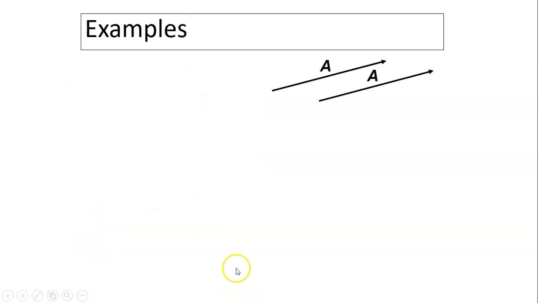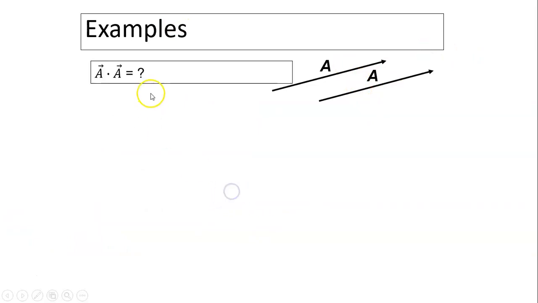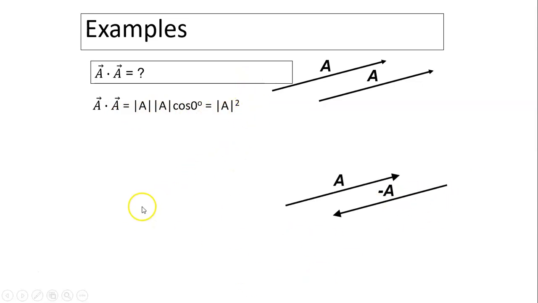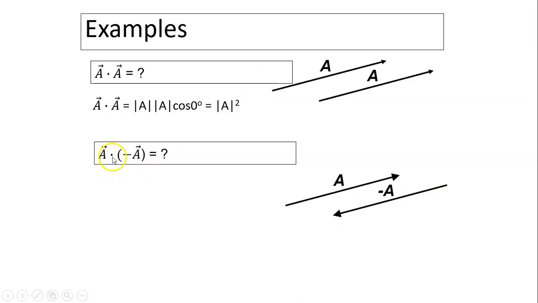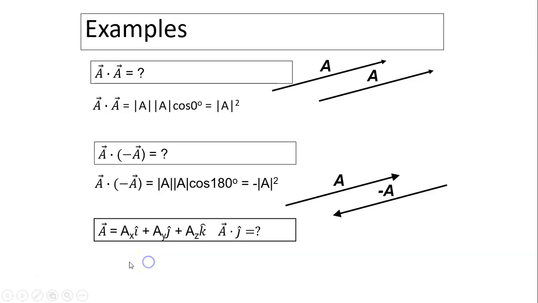Let's take a look at some examples. Two parallel vectors. What is a dot a? Well, a dot a equals the size of a times cosine 0 degrees. It's a squared. How about anti-parallel? A dot negative a. The angle between a and negative a is 180. Cosine 180 is negative 1. So a dot negative a is negative a squared.